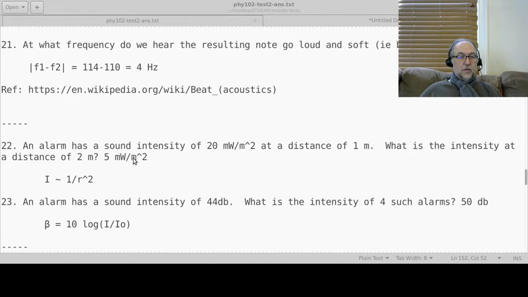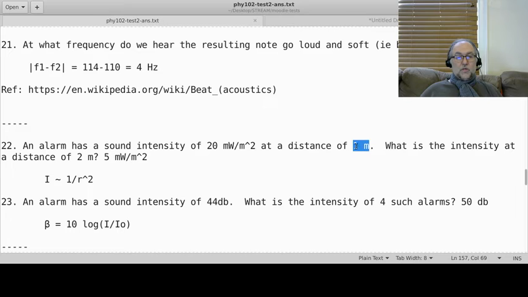Question 22 here. An alarm has sound intensity of 20 milliwatts per meter squared at a distance of 1 meter. What is the intensity at 2 meters? Okay, and the answer is 5 milliwatts. And you go, why? Well, this is the inverse R squared law, and I made it as intuitive as possible.